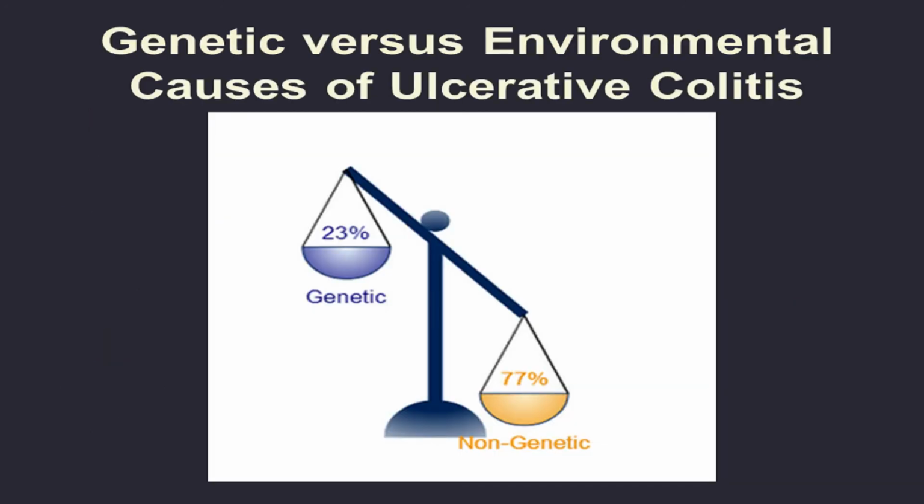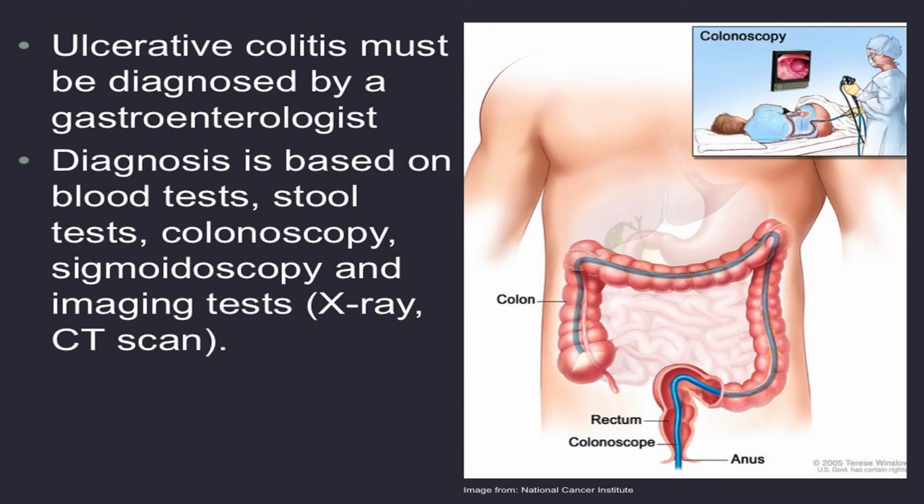We mentioned genetic risk factors as contributing to the risk of ulcerative colitis. It is estimated that about 23% of the risk of ulcerative colitis in the Caucasian population is due to differences in genetic risk factors, while the remaining 77% of the risk is due to differences in non-genetic risk factors. It is not possible for ulcerative colitis to be diagnosed by genetic testing. Ulcerative colitis must be diagnosed by a gastroenterologist using blood tests, stool tests, colonoscopy, sigmoidoscopy, and imaging tests like X-rays or CAT scans.